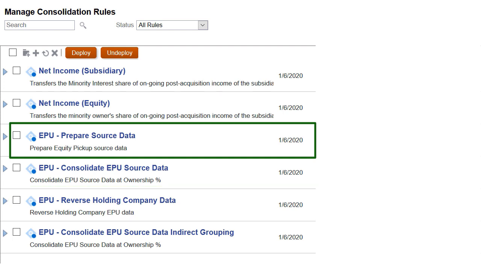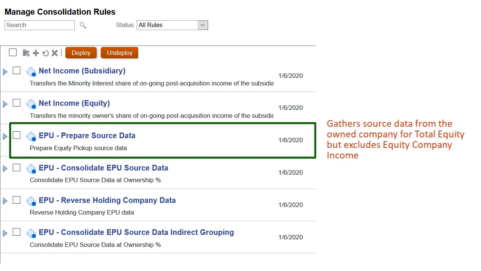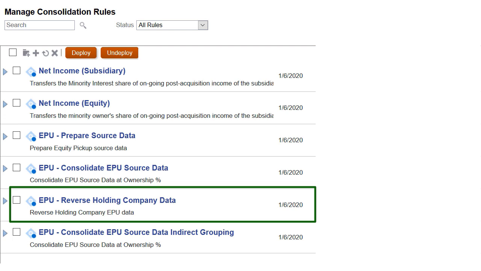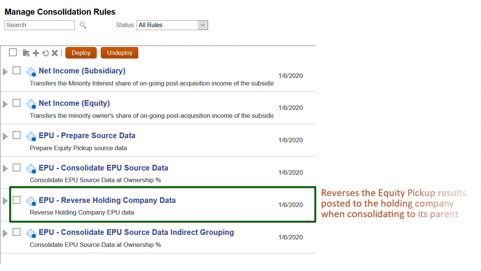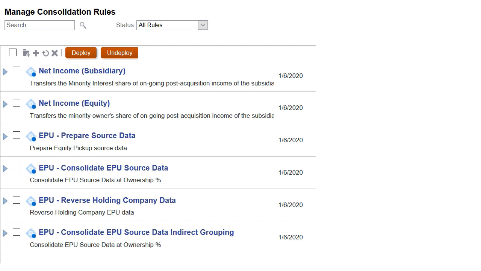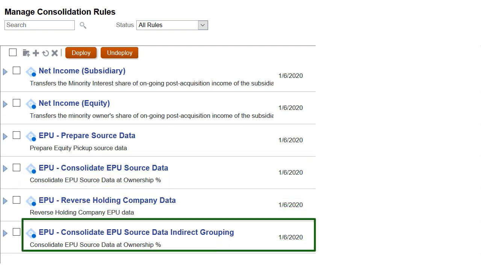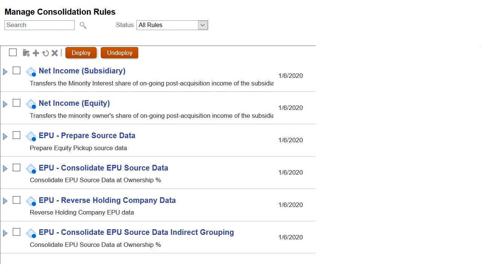The prepare source data rule set gathers source data from the owned company for total equity but excludes equity company income. The reverse holding company data rule set reverses the equity pickup results posted to the holding company when consolidating to its parent. In addition to these 2 equity pickup rules, you must deploy either consolidate EPU source data or consolidate EPU source data indirect grouping.